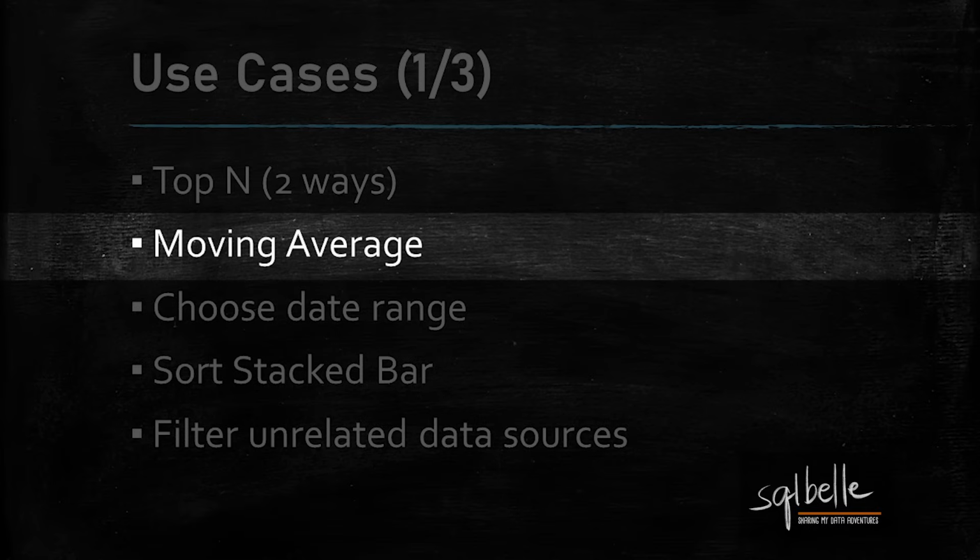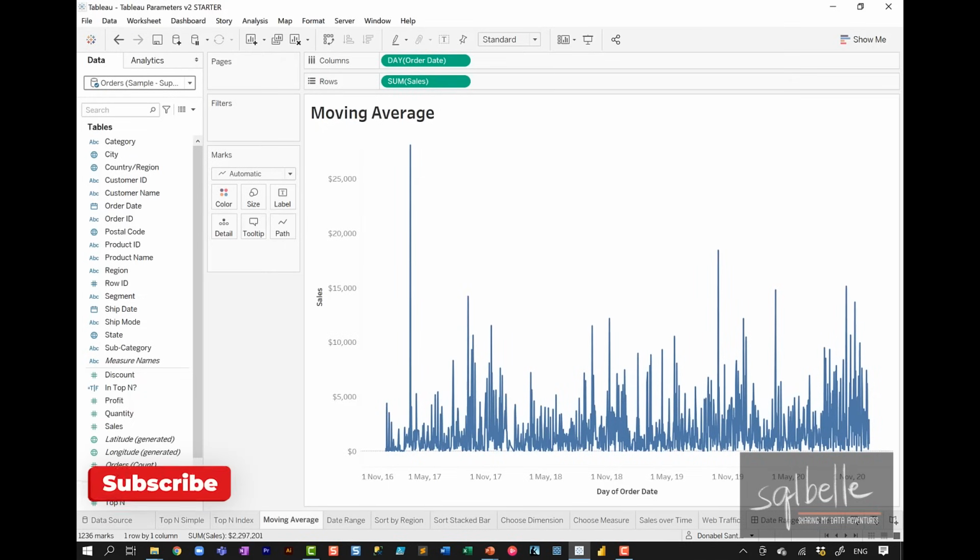Let's now look at how we can use parameters in a moving average chart. When we have very busy or very volatile charts, it can be helpful to add a moving average, as it can smooth out the data and expose some patterns. In this example, I have a daily sales chart, but you can see that it's very busy. We can add a moving average to this chart.